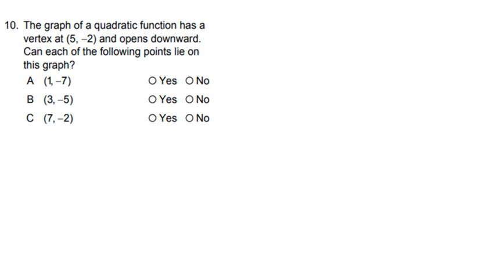Okay, 10. The graph of quadratic function has a vertex at 5, -2 and opens downward. Can each of the following points lie on this graph? Well, 5, -2, I'm going to just sketch a coordinate plane. So 5, -2, so we have 5 to the right, 3, 4, 5, and down 2. So at 5, -2, and we're opening downward, so we're doing something like this.